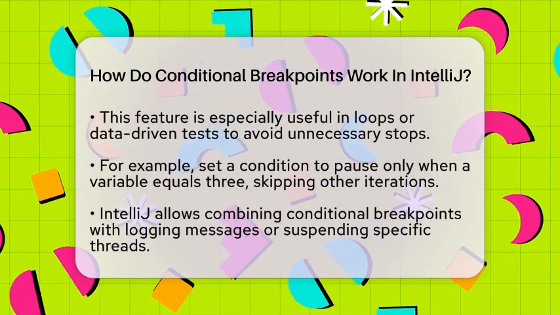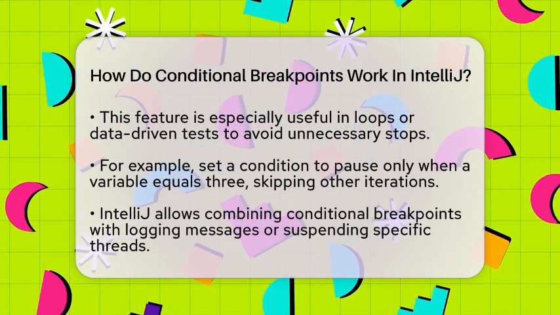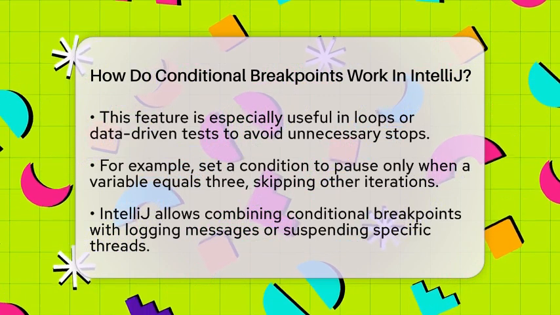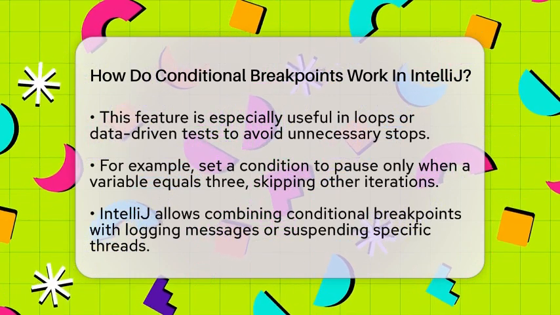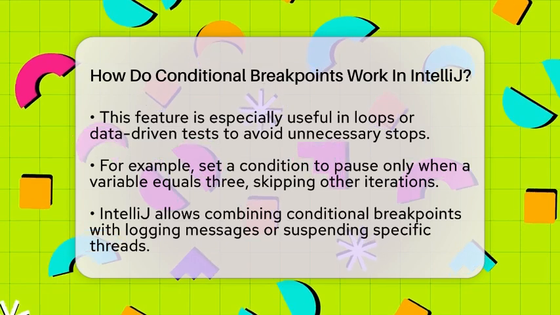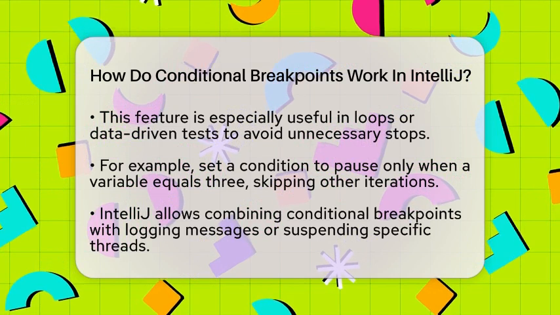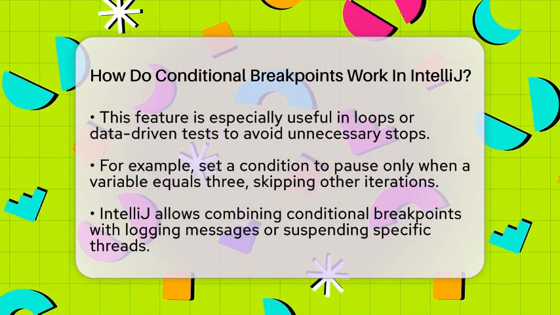For practical usage, imagine you have a loop that runs multiple times, but you only want to pause when a variable equals a specific value, say 3. You can set the condition to check if that variable equals 3. This way, you skip all other iterations where the condition is false, saving you time and effort.